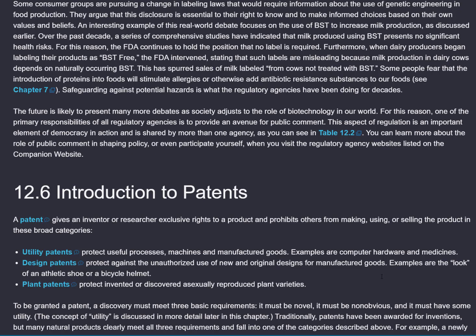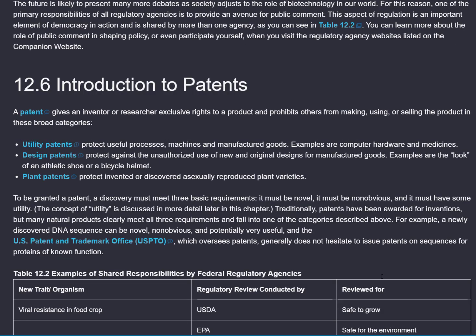Some people fear that the introduction of proteins into foods will stimulate allergies or otherwise add antibiotic-resistant substances to our foods. See Chapter 7. Safeguarding against potential hazards is what the regulatory agencies have been doing for decades. The future is likely to present many more debates as society adjusts to the role of biotechnology in our world. For this reason, one of the primary responsibilities of all regulatory agencies is to provide an avenue for public comment. This aspect of regulation is an important element of democracy in action and is shared by more than one agency, as you can see in Table 12.2. You can learn more about the role of public comment in shaping policy, or even participate yourself, when you visit the regulatory agency websites listed on the companion website.